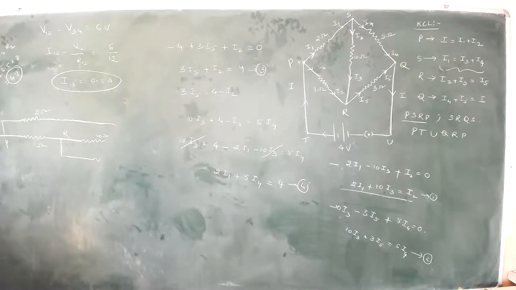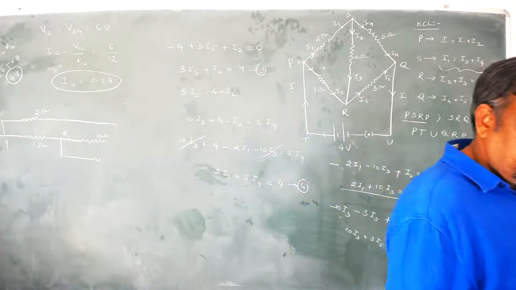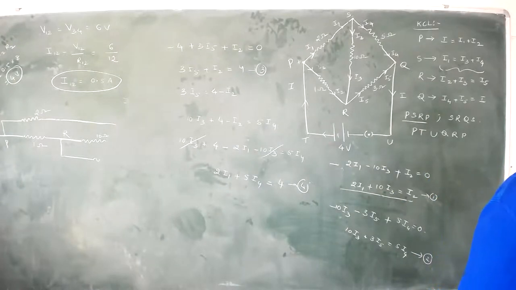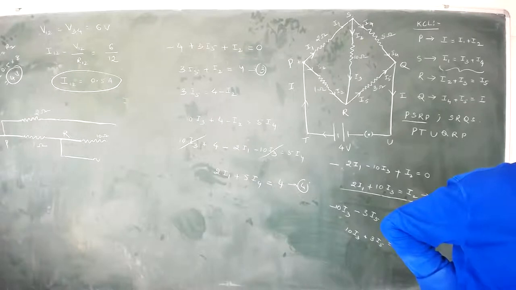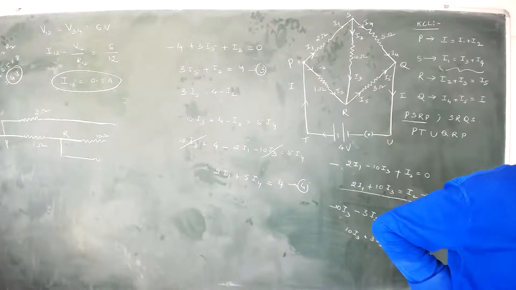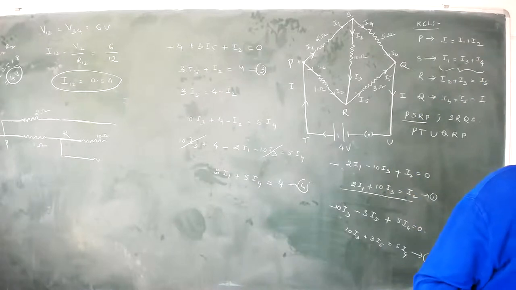What are the 5 rules? First of all, you need to identify whether any series combination or parallel combination is there. If you come across any series or parallel, immediately you solve it, you have finished. That is rule number 1. If you come across two deltas, you solve any one of the deltas, finish, that will give you a solution. In each and every step, again, rule number 1 you have checked.